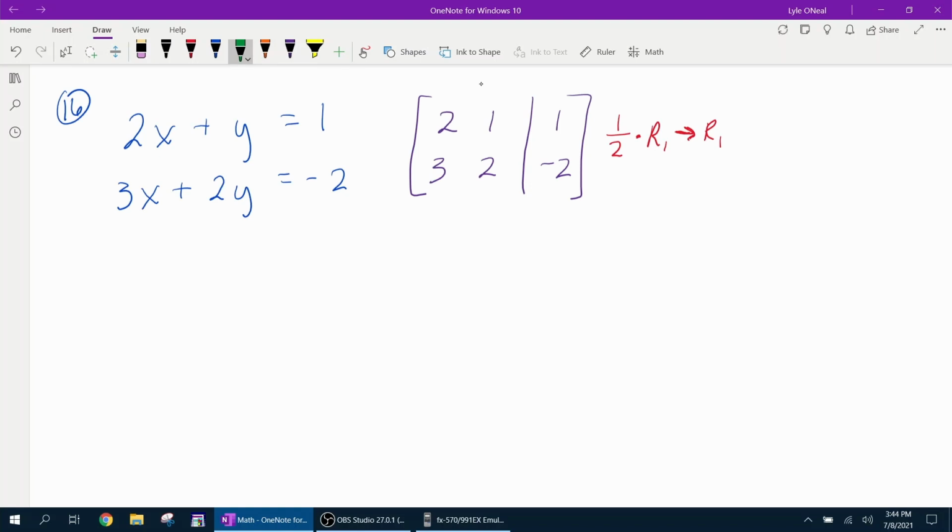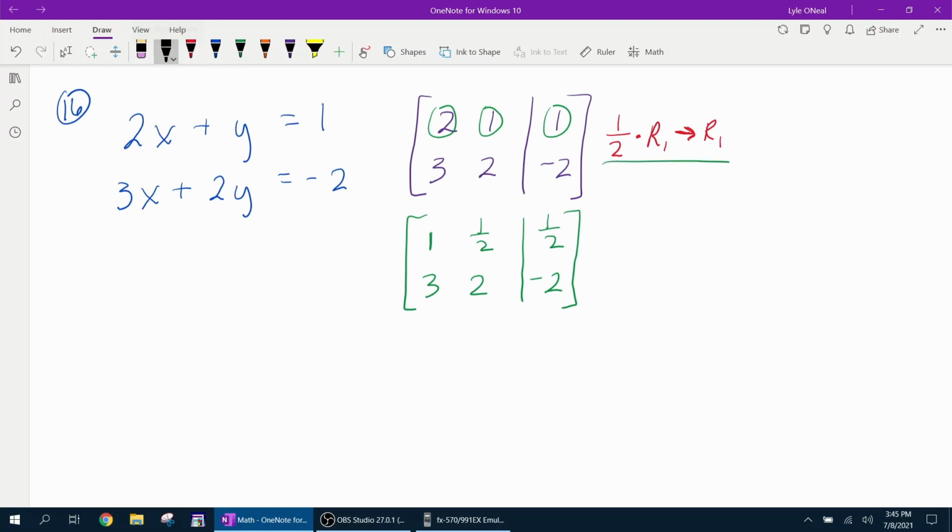Now notice I did not mention or include row 2, so the very first thing I'm going to do is copy and paste the row that doesn't change. Row 2 is not going to be affected this time, but row 1 is going to change. If I multiply through by a half, half of 2 is 1, half of 1 is a half, and half of 1 is a half. And that is that row operation executed. And do you see that I achieved my objective of getting a 1 in the upper left-hand corner?